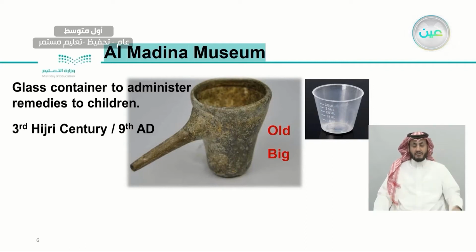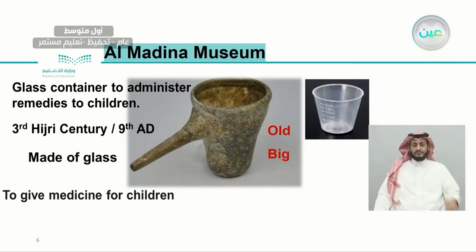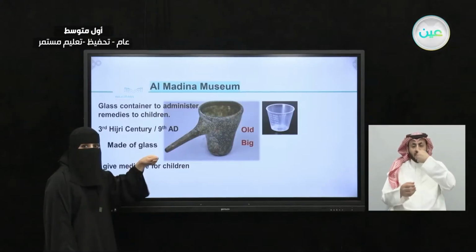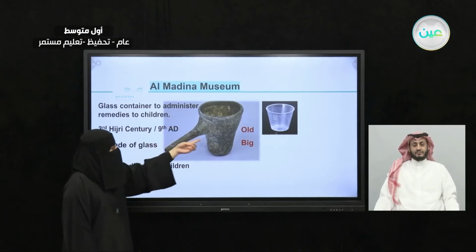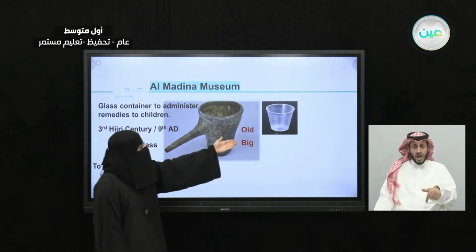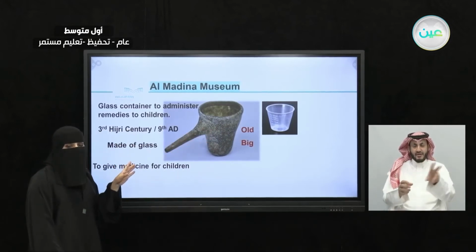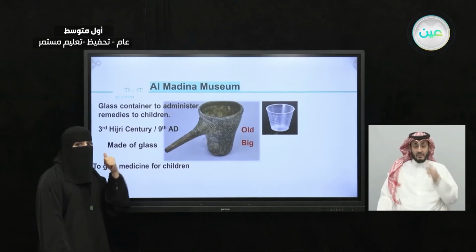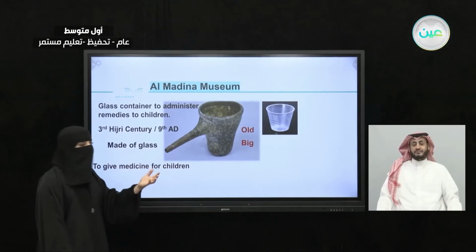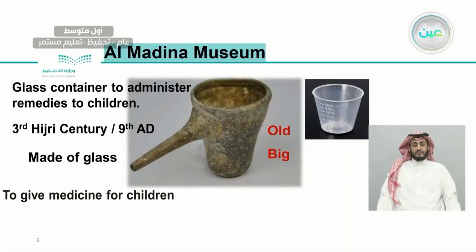It's actually a glass container to administer remedies to children. Okay, 3rd Hijri century, 9th AD, made of glass to give medicine to children. And you can see here the cup holder that helps you to pour the medicine. And nowadays, look at the modern shape of it. It's totally different. But it's really important to know the history of anything in order to know the future of it and the modern form of it. Okay? So this is from Al Medina Museum. As we mentioned, it's a container for medicine used for kids.